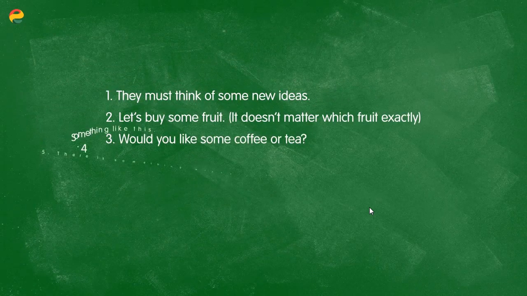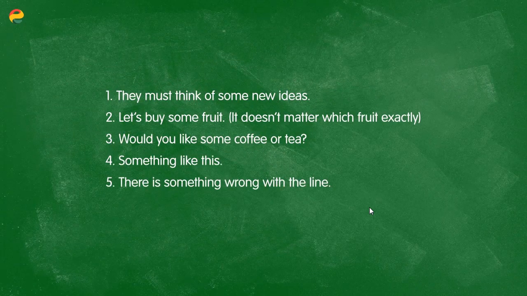For example, well, let's look at it. They must think of some new ideas. Or, let's buy some fruit. In this one, it doesn't matter which fruit exactly. And remember here, fruit is being treated as uncountable. Next, would you like some coffee or tea? Again, coffee and tea are uncountable, so we use some.